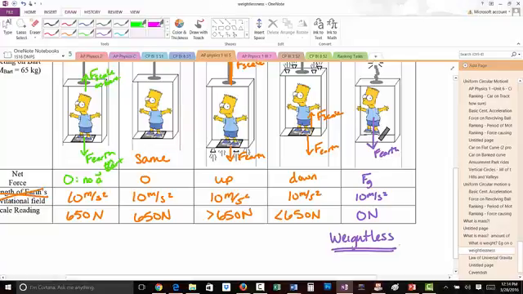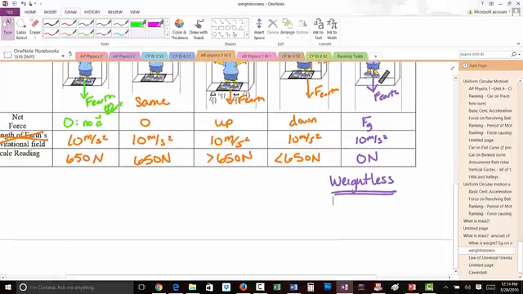Gravity is acting on Bart. Gravity is also acting on the elevator and on the scale. Everything is falling at the same rate. And because it's falling at the same rate, it appears that he doesn't have any weight. Okay? Let me write that down really quick and then I'll answer your question. Is that okay? I just don't want to forget to write it down.